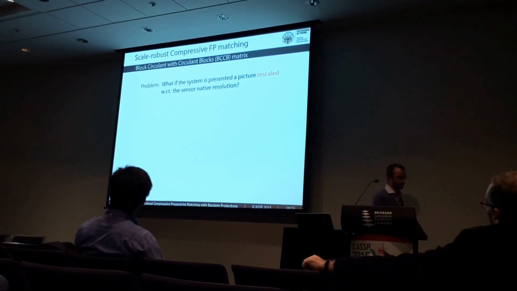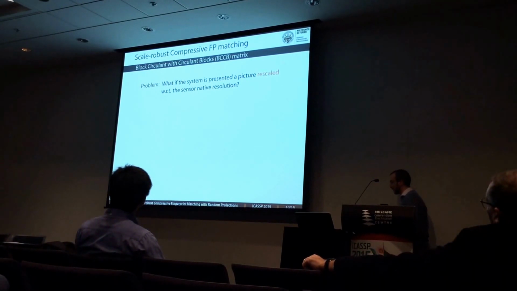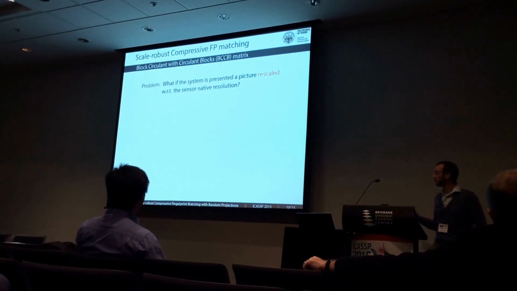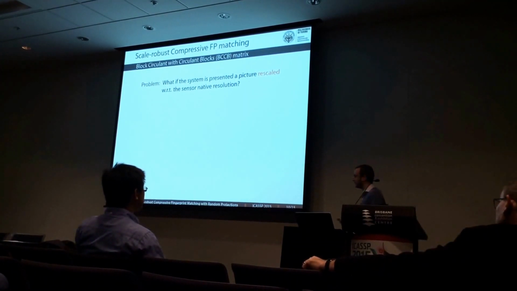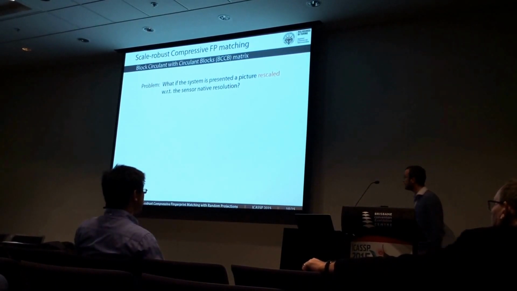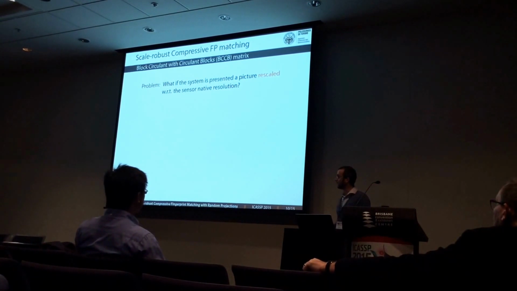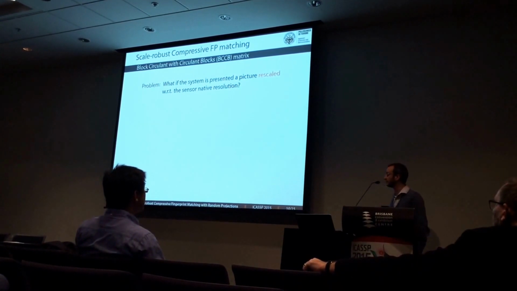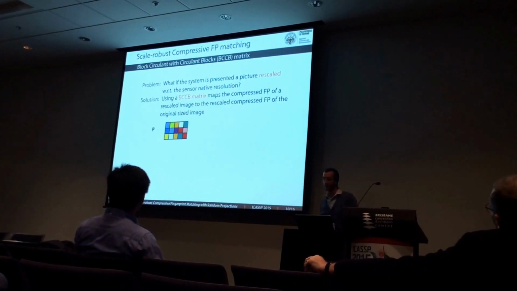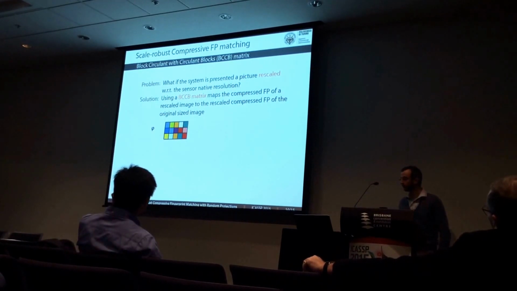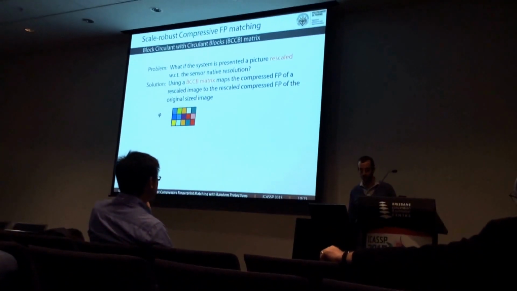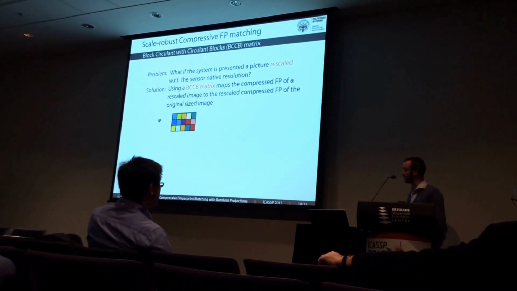Now, let's think of this scenario. We have our compressed database in which the compression has been performed on fingerprints taken at native resolution of the sensors, but the system is presented with the fingerprint of a rescaled picture. So how can we deal with this? Well, our proposal is to use the BCCB matrices, so block circulant with circulant block matrices.